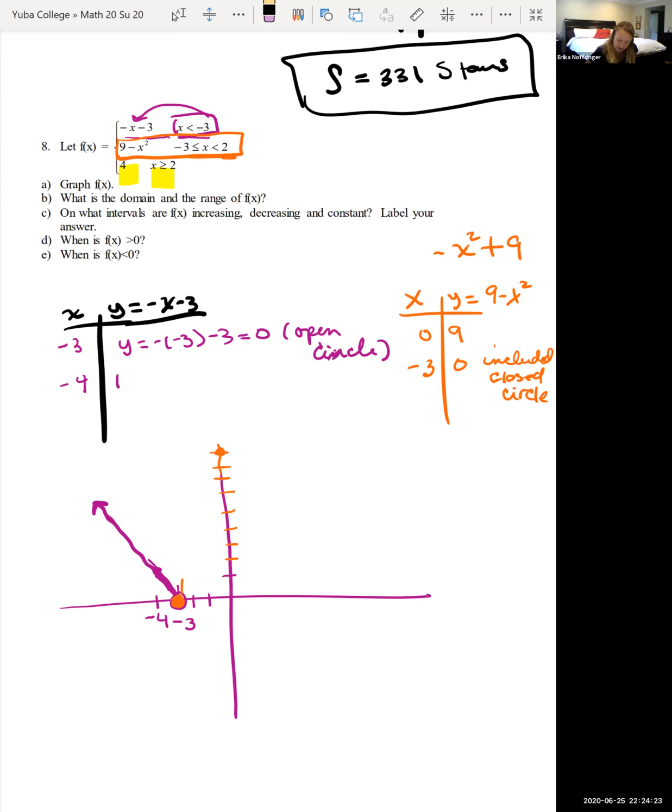I know it's a parabola shape. And then I need to see what's happening at 2, even though it's not included, but it's the end value of my inequality. So plugging in 2 for x, I get 9 minus 2 squared. 9 minus 4 is 5. So when x is 2, y is 5. And it's an open circle.